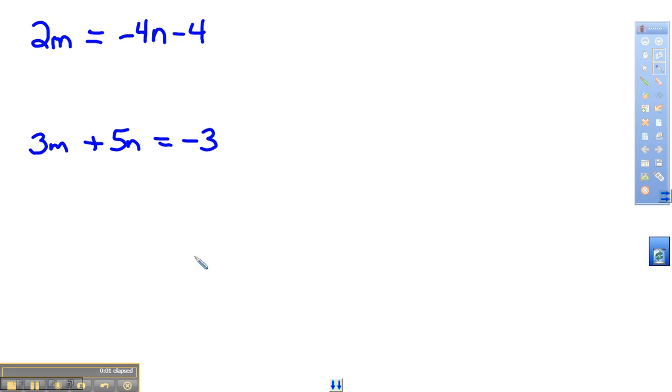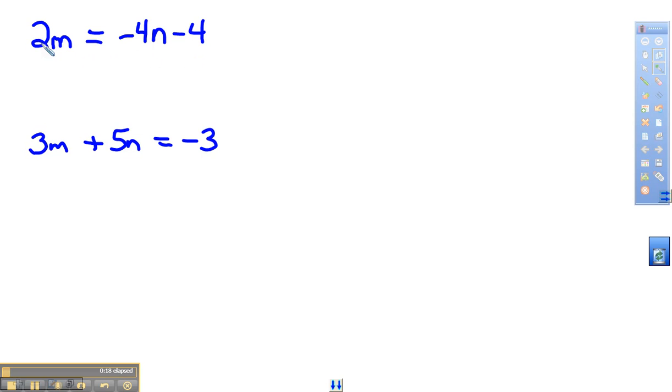Another method of solving systems of linear equations is called elimination. The idea behind elimination is to manipulate the equation in such a way that you will be able to eliminate one of the variables. The first step is to get both of your equations in standard form.